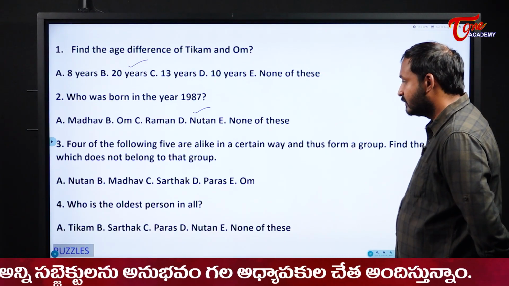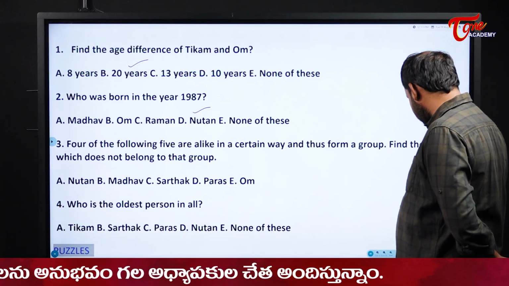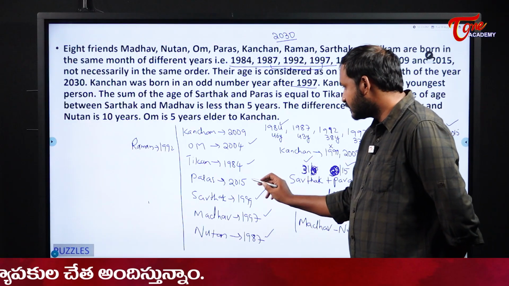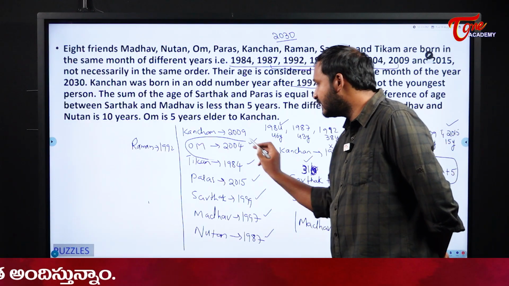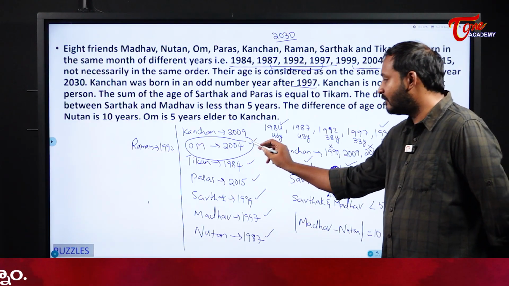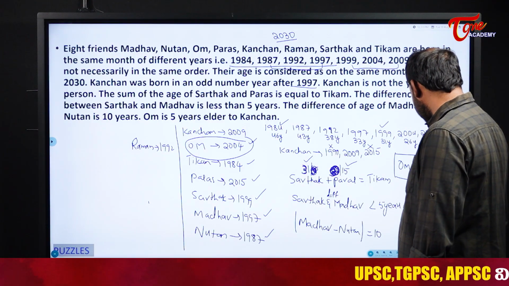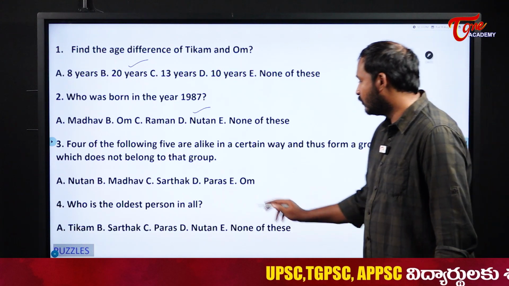We will try to check. Sardak, Paras, Om. Sardak, okay. Paras, Om. Om was born in an even year. So our answer here becomes Om. Why? Because the remaining 4 are born in odd numbered years. So Om will be our answer.